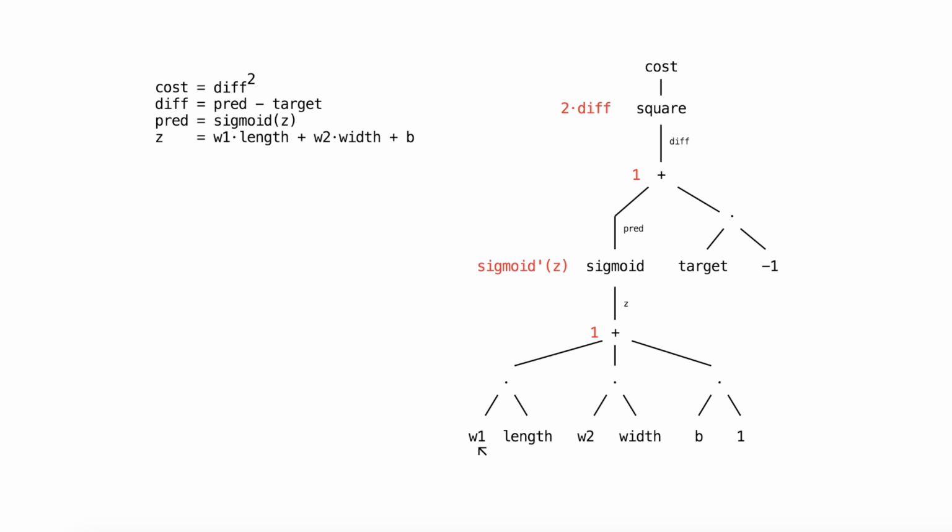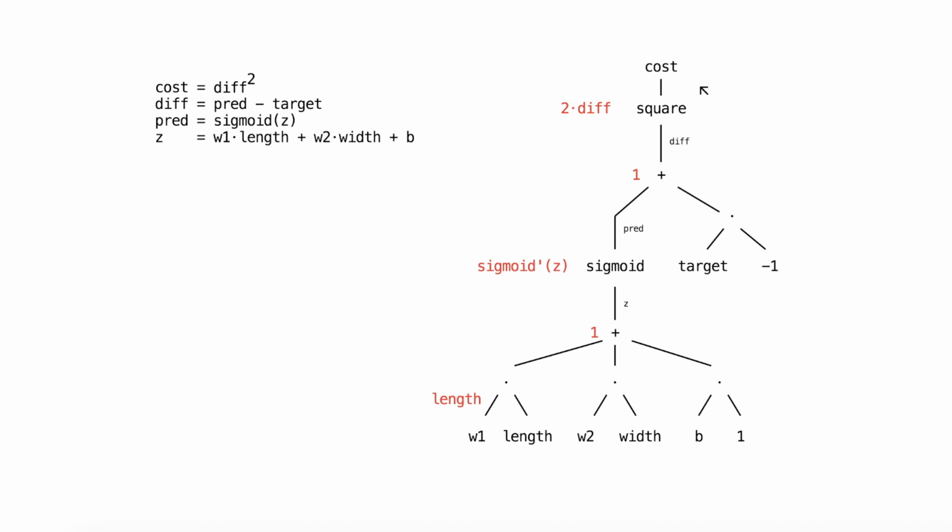We're working our way through this graph all the way to stuff that's touching W1. So the derivative of multiplication with respect to one of its operands is always the other operand. So in this case, the derivative of this multiplication with respect to W1 is going to be length. And that's it. We've taken the partial derivative of the cost with respect to W1. All we have to do is multiply everything you see in red here, and we'll have worked our way back all the way to W1. And that resulting thing is just going to be a number, and that will tell us how the cost is going to change for a very tiny change in W1.